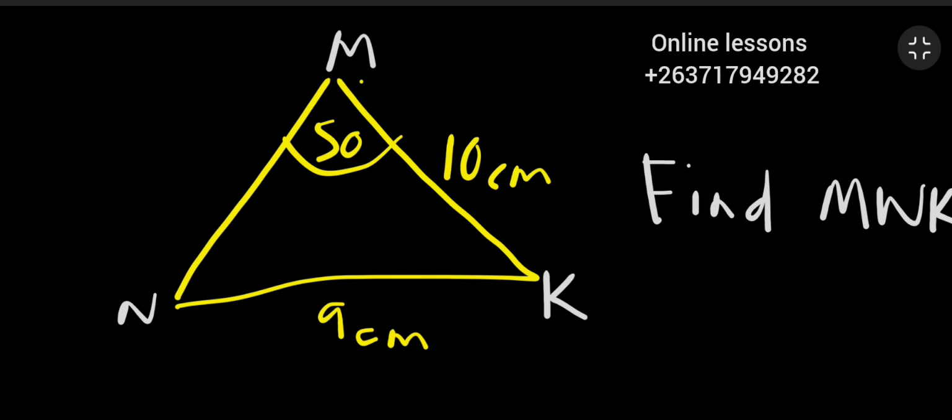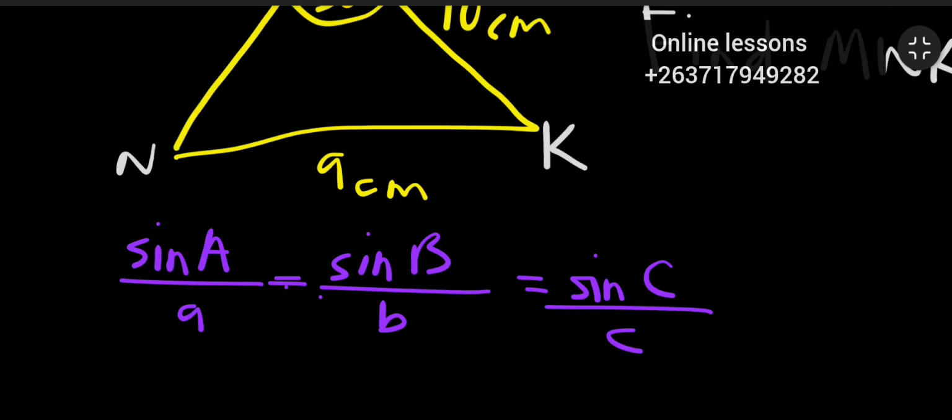Why? Because we are given the length of two sides and an angle, and whenever we have a scenario whereby we have two sides and an angle, we use the sine rule, which says sine A over A is equal to sine B over B, which is equal to sine C over C.